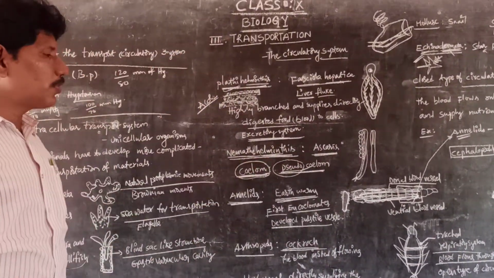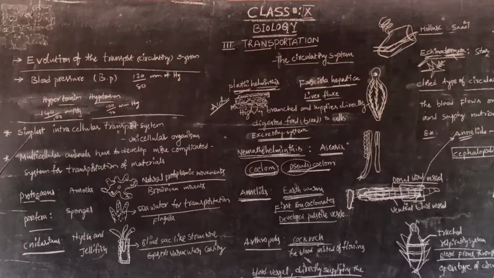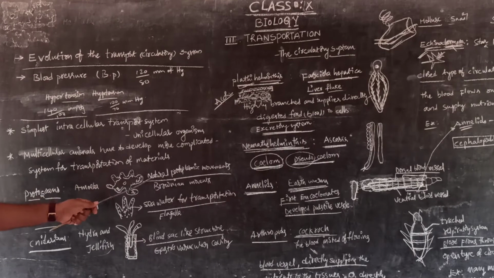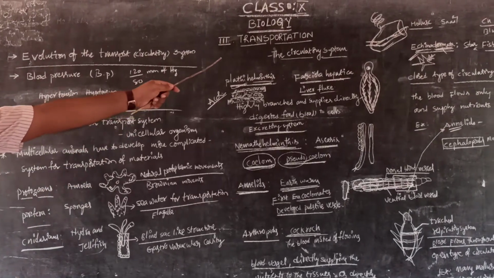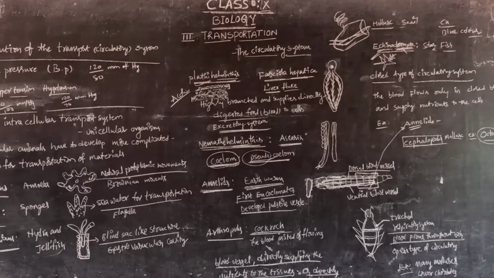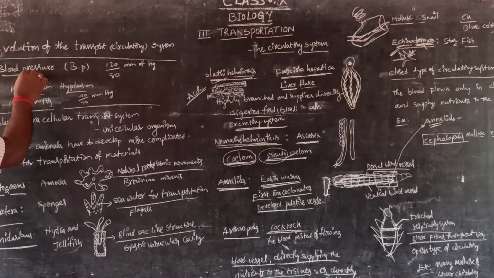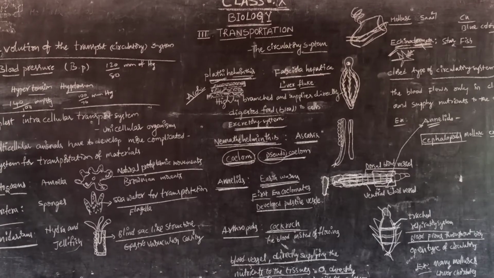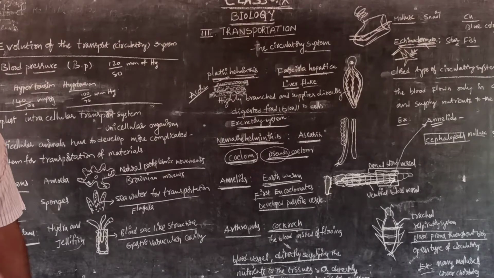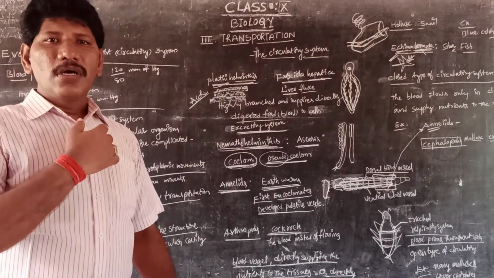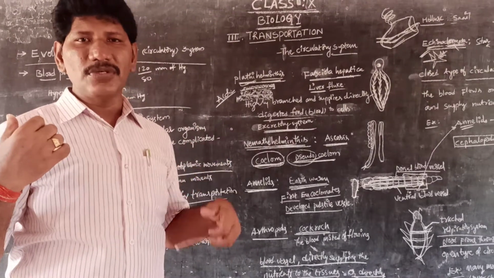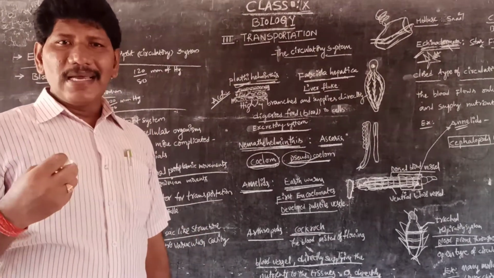So this is about the simple to complex transport system, the evolutionary pathway from small unicellular organisms to multicellular organisms. Till now we discussed that. Next, the second point is blood pressure. Obviously, the blood flows in the blood vessels. Mainly, the heart is a pumping organ which pumps the blood through the aorta to the right and left arms.